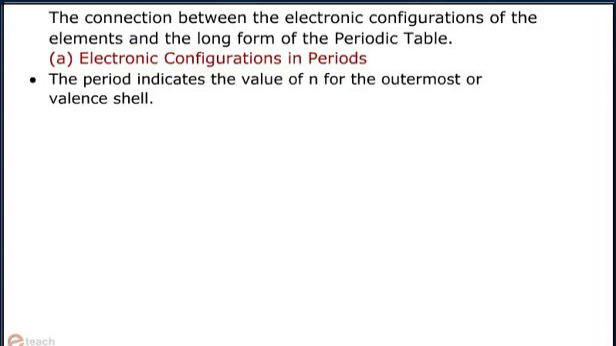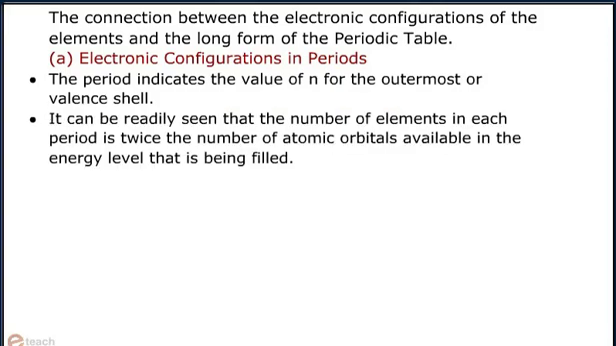The connection between the electronic configurations of the elements and the long form of the periodic table. Electronic configurations in periods. The period indicates the value of n for the outermost or valence shell. It can be readily seen that the number of elements in each period is twice the number of atomic orbitals available in the energy level that is being filled.